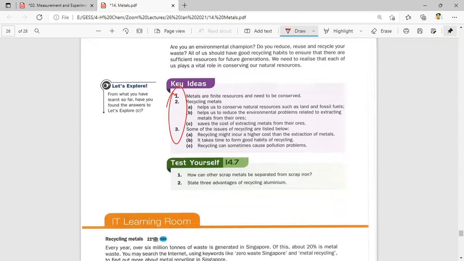So that's all for the chapter of metals. Yes, we have chonged through the whole thing, 2 chapters within 1.5 hours. Okay, let me stop the recording.